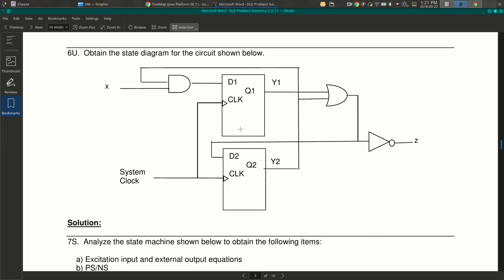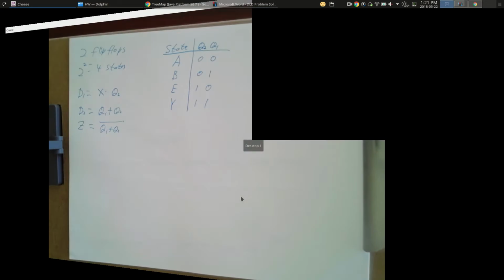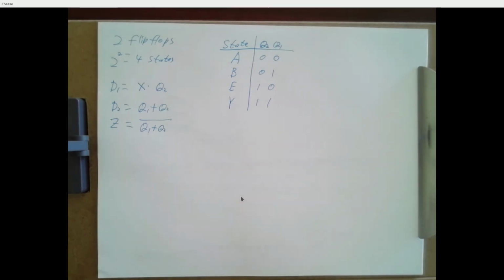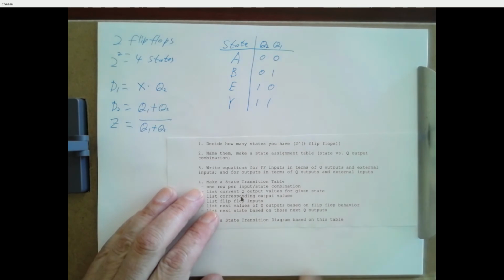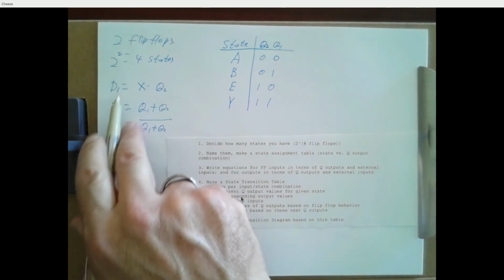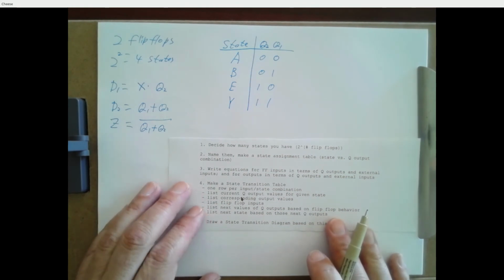Right, and as we hope, the clocks of both of these flip-flops are being driven in parallel. So that system clock is just driving those. So one input, one output, 2 flip-flop values, 4 states. We're done with the picture. So now we can just stick to what we're writing. We've got the equations for the inputs of the flip-flops, and the equations for the outputs of the system. And X affects D1, but it doesn't affect D2 or Z, that's fine.